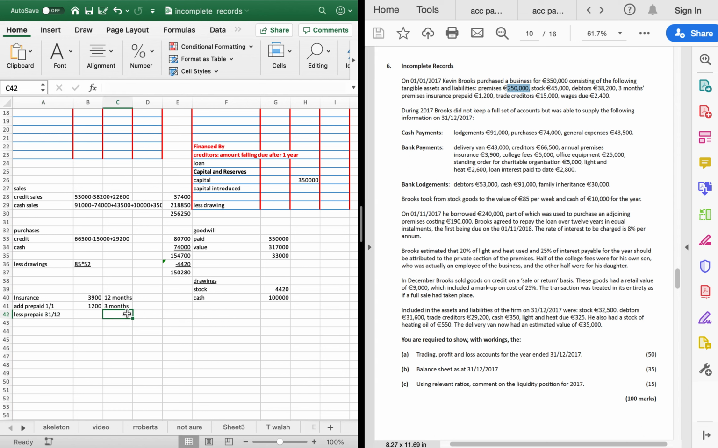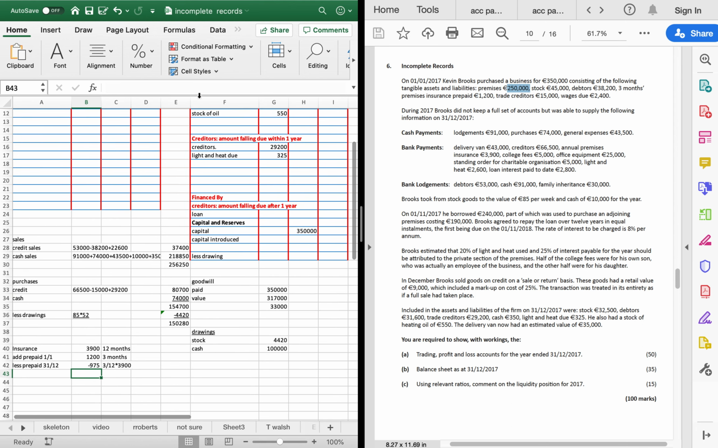Okay, so you take that 3,900 to work out your 3/12ths. Okay, and that's 975. Really importantly, as I said earlier, to put that 975 in as a current asset. That's the one that's probably the easiest one to leave out.